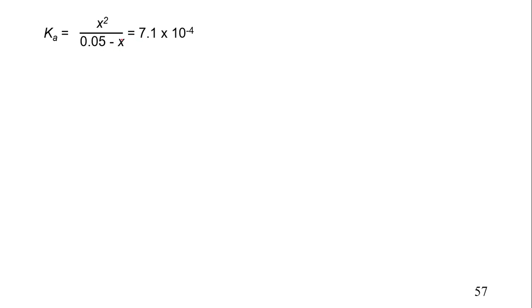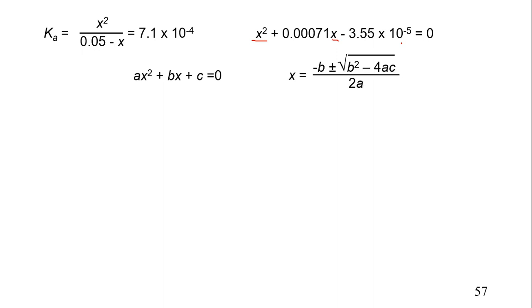And am I allowed to neglect x? The answer is no. You're not allowed to neglect x. So what do you have to do? You have to multiply everything through. So you get Ka times 0.05 minus Ka times x. Then take everything to one side of the equation, and you get, voila, a quadratic equation. It's of the form ax squared plus bx plus c.